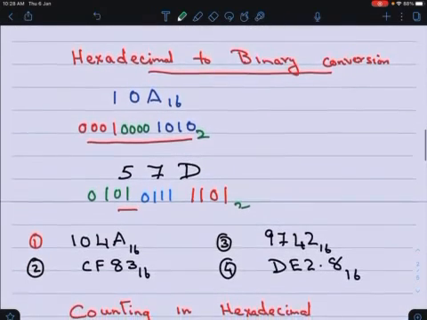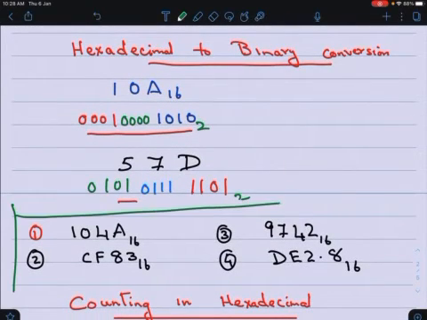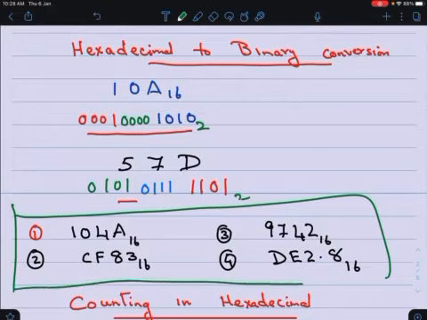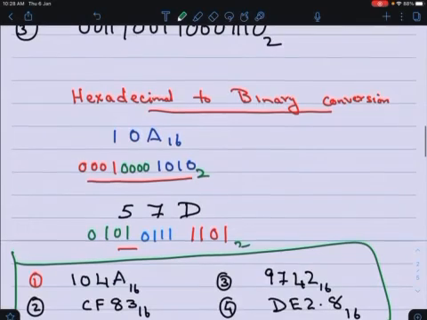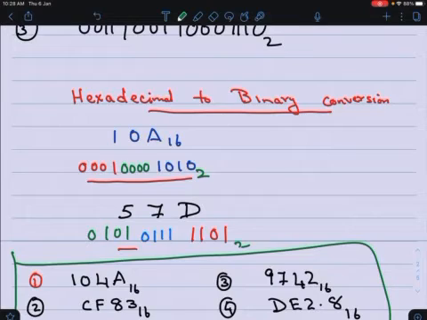Okay. Now take the assignment. Convert the following into binary numbers: 104A to the base 16, 9742 to the base 16, CF83 to the base 16, DE2.8 to the base 16.